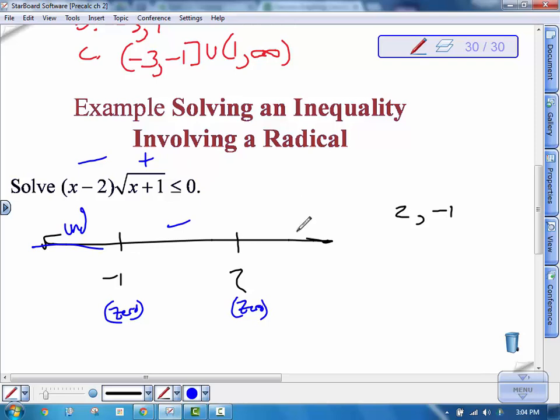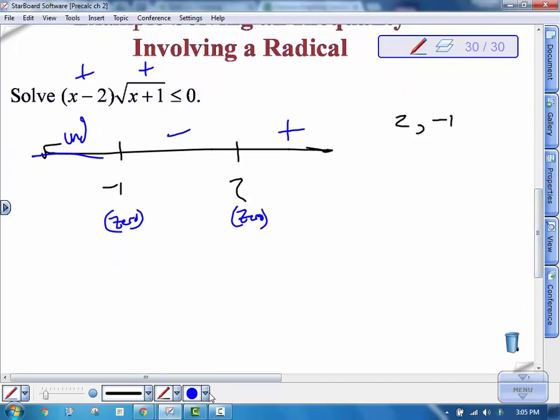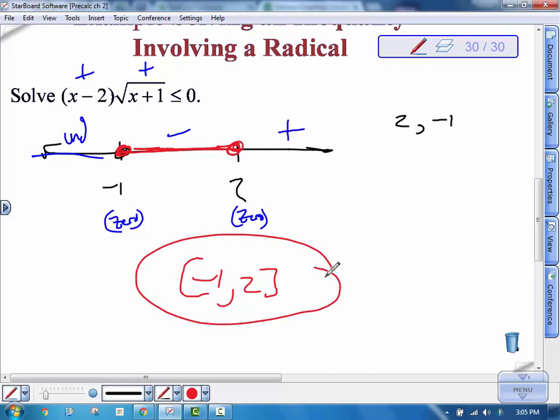Now I'll pick a number bigger than 2, like 3. When you plug in 3, you get a positive there and a positive there, so that'd be positive. So now I can answer this question, when is this thing less than or equal to 0? Well, that'd be this point right here, all of these points, and this point. So that'd be from negative 1 to 2, and I can include both of those, so when it's less than or equal to 0. All right, let's try some web work problems. Hopefully we can get this figured out.